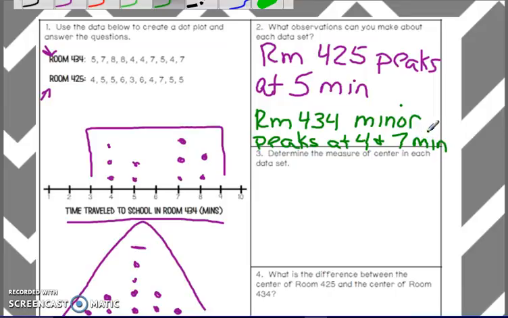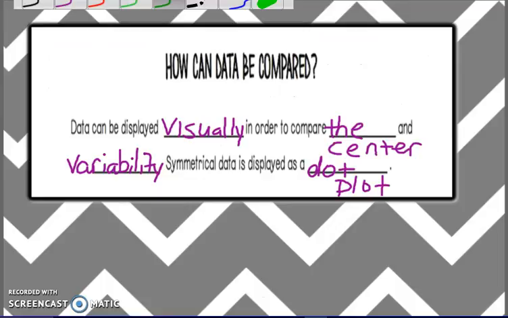Question 3 says, determine the measure of center in each data set. Okay, so when we talk about the measure of center, we're talking about either the mean or the median. So you have to be able to figure out which one you're talking about. So if you go back to the top of this page, where it talks about dot plots being symmetrical data, if you look at our variability notes that we took the other day, variability with symmetrical data is relative to mean absolute deviation. So I'm going to write MAD above here so we remember.